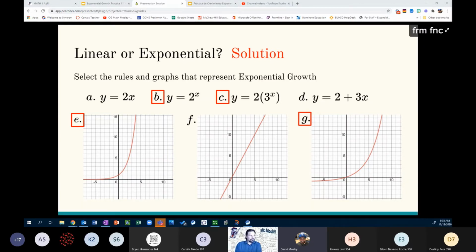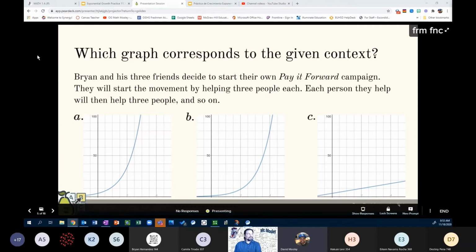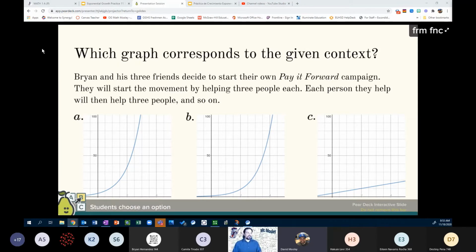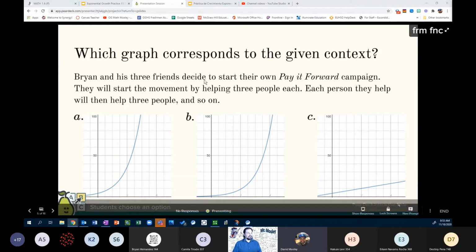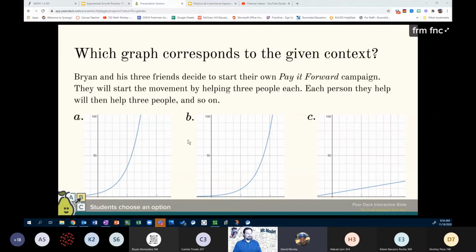Next. Which graph corresponds to the given context? This is a multiple choice. Brian and his 3 friends decide to start their own Pay It Forward campaign. They will start the movement by helping 3 people each. Each person they help will then help 3 people, and so on. So which graph represents that situation? A, B, or C?